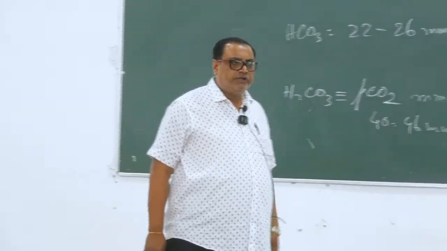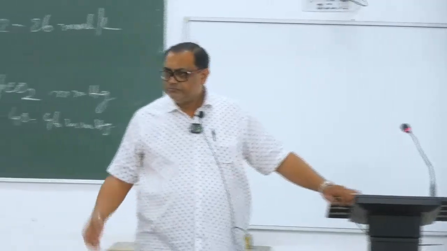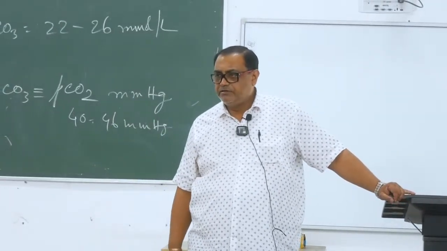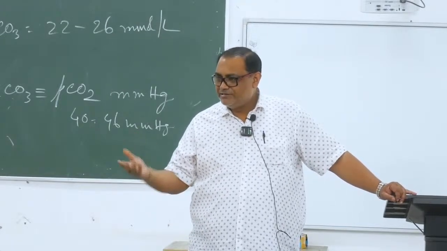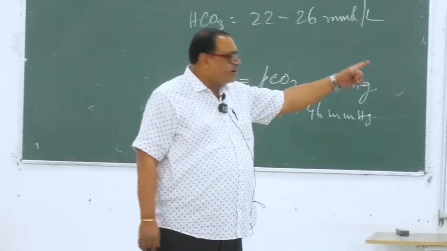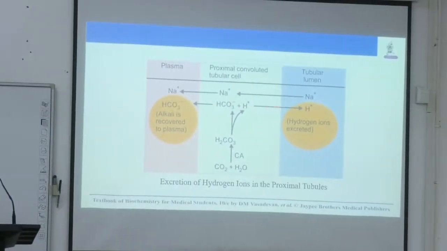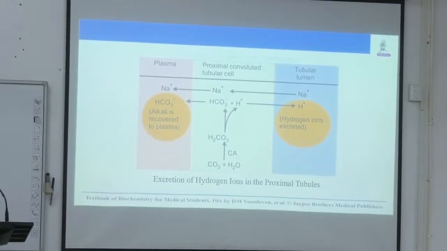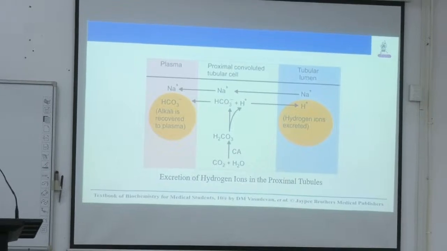Which hormone will dictate the reabsorption of sodium ion? It starts with A. Aldosterone, mineralocorticoids, correct? The retention of sodium ion, fine. So sodium ion is retained in exchange with what? H plus. See, the H plus ion goes out and bicarbonate comes in. Okay? This is excretion of H plus ion in the proximal tubule.